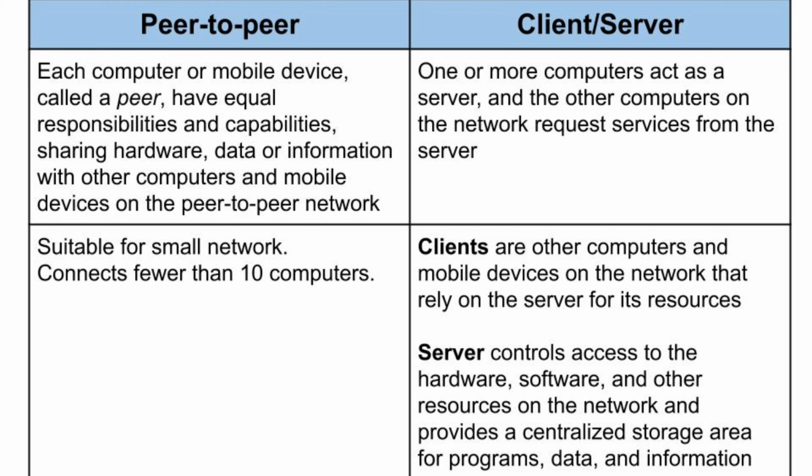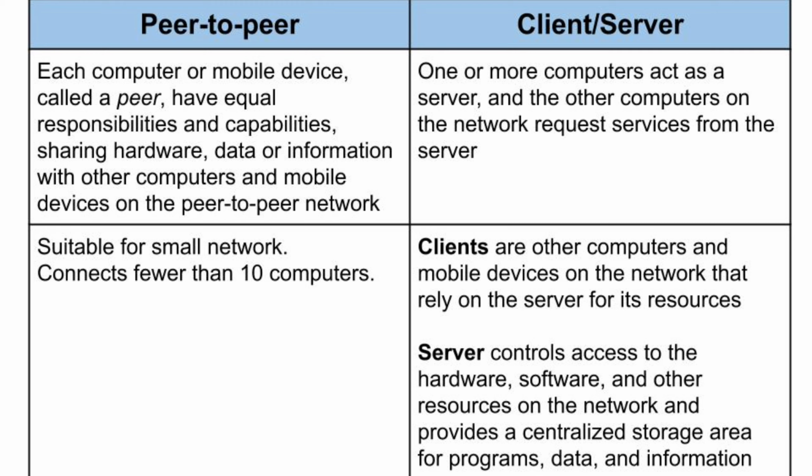In peer-to-peer, each computer or mobile device called a peer have equal responsibilities and capabilities, sharing hardware, data, or information with other computers and mobile devices on the peer-to-peer network. Peer-to-peer suitable for small network that connects fewer than 10 computers.